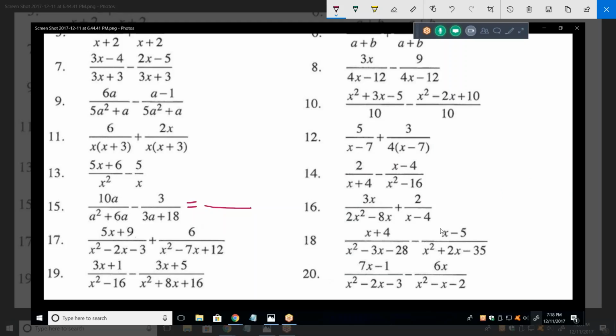When I see a problem where it's not obvious what the common denominator is, let's factor to begin with. What's the left factor? It's a times a plus 6. How about the lower right denominator? Then it's 3 times a plus 6. Okay. That's my, no, it's not my common denominator. What's my common denominator going to be?